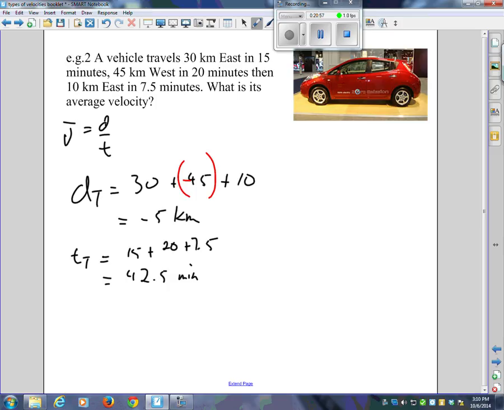You got kilometers, you got minutes. Do they sort of mix? No, not so much, right? We should probably convert this one to hours. How do I convert 42.5 minutes to hours? Divide by 60. 42.5 divided by 60 to get it into hours, right? 0.6892. I got like 0.71 hours.